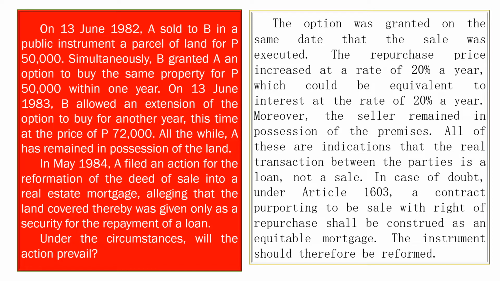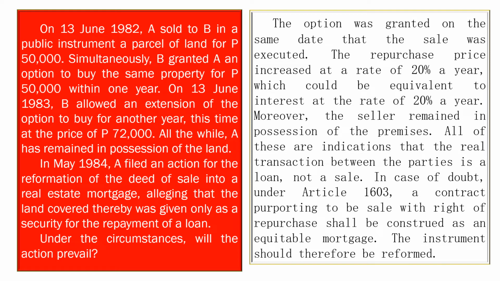What are the indications that the transaction between the parties is really a loan and not a sale? First, the seller remained in possession of the premises. Second, he was given that option to buy the same property on the same day that the deed of sale was executed. And the last indication is the repurchase price increased at a rate of 20% a year, which could be equivalent to an interest at the rate of 20% a year.